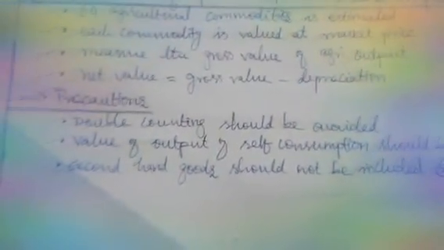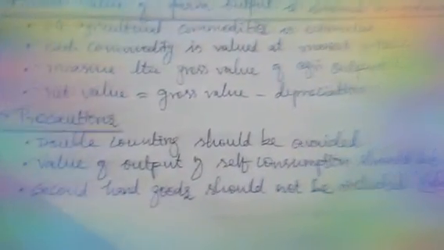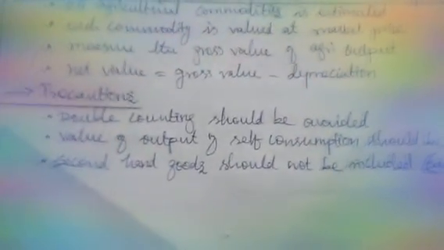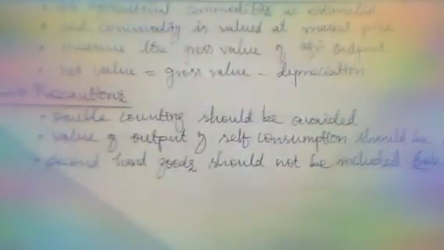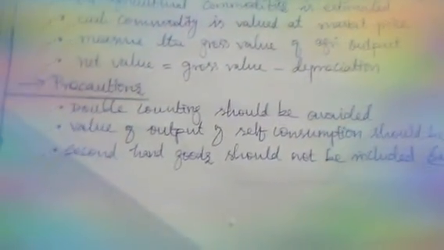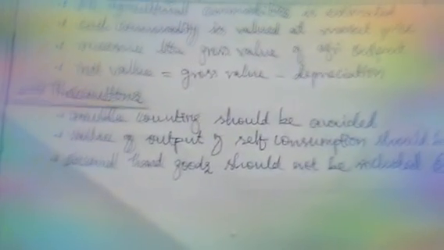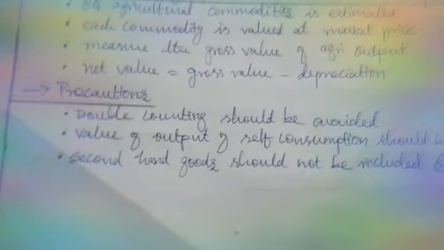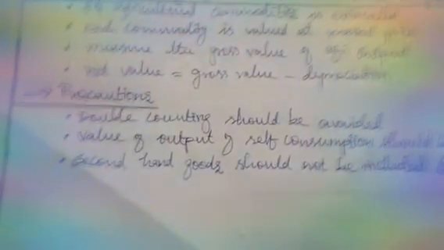And what are the precautions while calculating national income in the product method? The first precaution is that double counting should be avoided. When we calculate national income through the product method, we should take care of double counting. The raw materials and intermediate goods should not be added with final goods, like the cotton and tire industries. Double counting may happen in these industries. We should take care while adding these sectors.